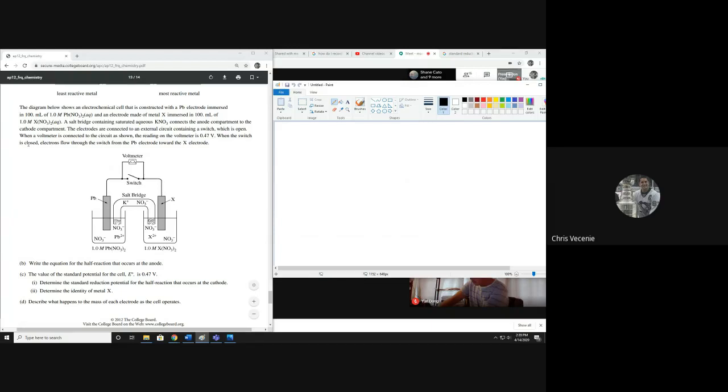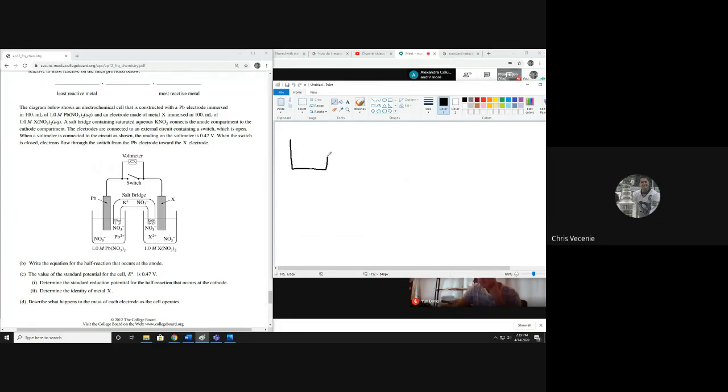All right, when the switch is closed, electrons flow through the switch from the Pb to the X. So that right there tells you a lot of info because they told you the electrons flow from the Pb to the X. John, which side is your anode and why?